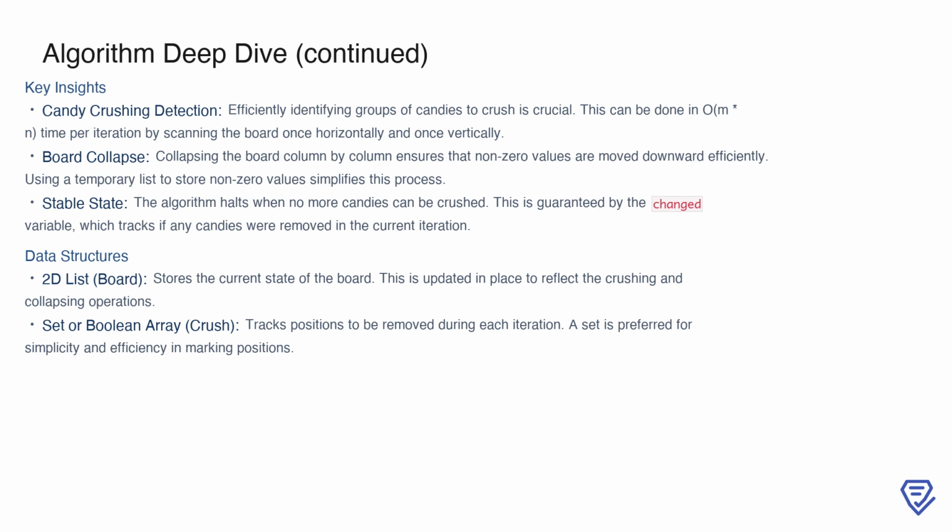Finally, the concept of a stable state is critical. By tracking whether any candies were crushed in the current iteration with the changed variable, we can terminate the process as soon as no further crushing is possible. The data structures play an important role here. The board itself is a 2D list that is updated in place, while the set or Boolean array used for marking positions ensures that detecting and clearing candies is both simple and efficient.